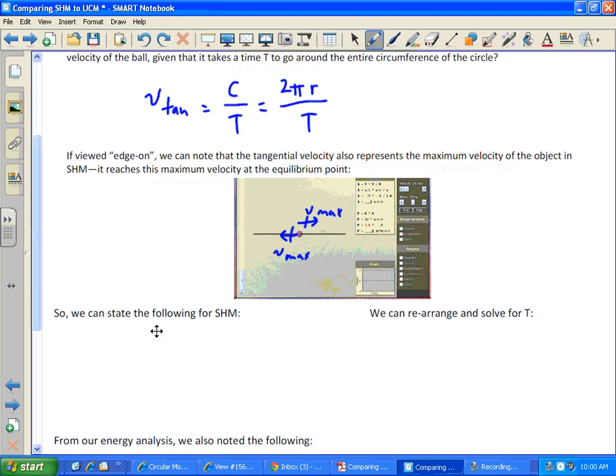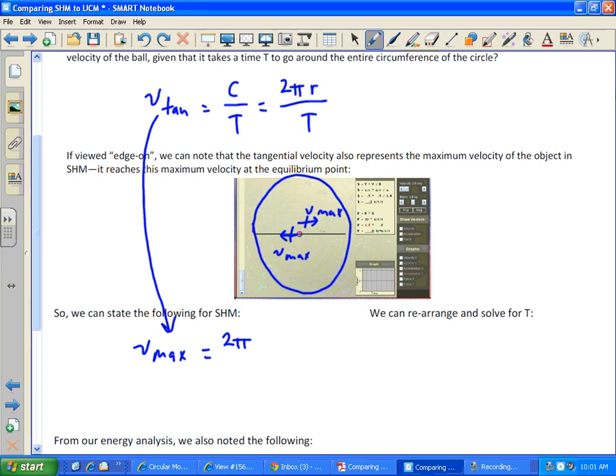So for simple harmonic motion, what we can say is Vmax, because it's one and the same as the tangential velocity from the circular motion sense, should equal 2 pi r. But let's think about this. When this was in a circular sense, the radius was this length, right? If this is a spring mass system oscillating back and forth, how else would we define that R? Isn't it the amplitude, right? Maximum displacement from the equilibrium point.